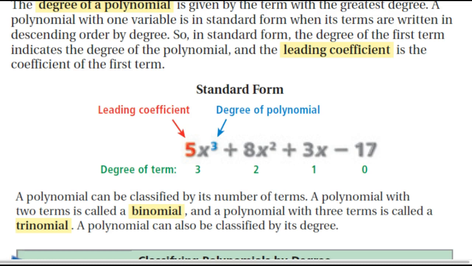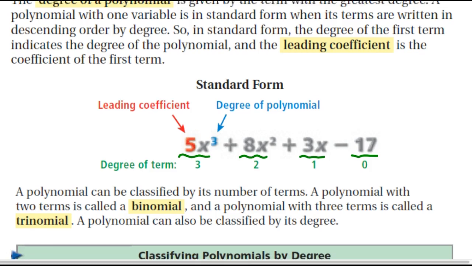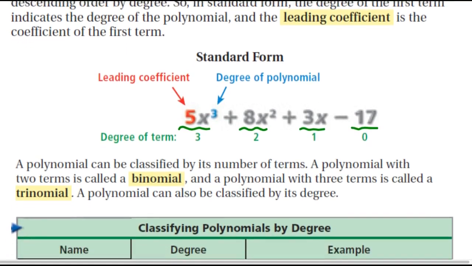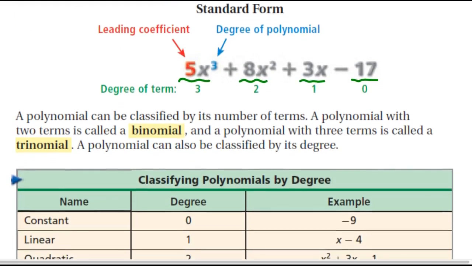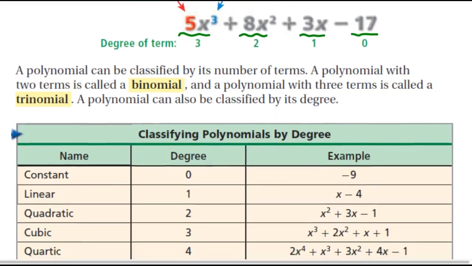And what that means is we have the highest degree monomial plus the next highest degree monomial plus the next highest degree monomial, and then the last is the lowest degree, which is the constant. So you should always have it in descending order from the highest degree to the lowest degree. And so 5x cubed is the highest degree, so we would say this is a third degree polynomial. All right, so there's two ways to classify here. We classify it by degree, and we classify by the number of terms that the polynomial has.